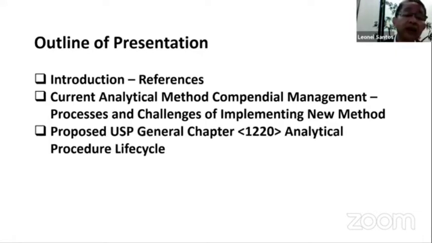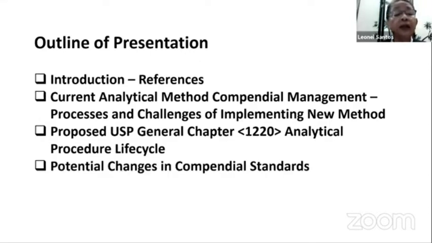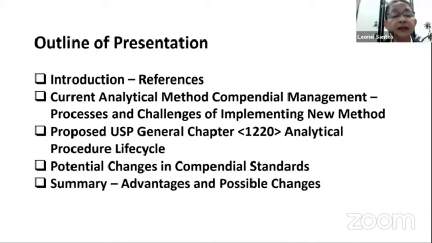I will then move on and describe to you the proposed USP General Chapter 1220 Analytical Procedure Lifecycle, and discuss with you the potential changes in terms of compendial standards. Finally, at the end, I will try to summarize and provide you with some of the advantages and possible changes.